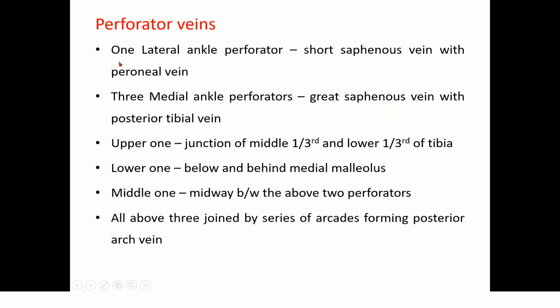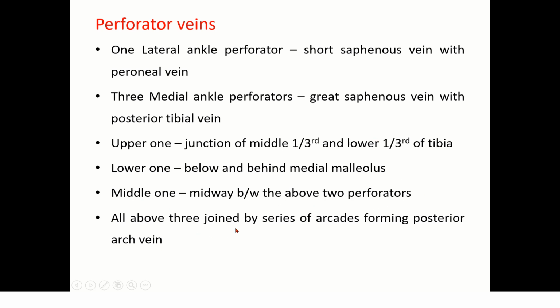Perforators: there is one lateral ankle perforator where the short saphenous vein is connected with the peroneal vein, and three medial ankle perforators which connect the great saphenous vein with the posterior tibial vein. The upper one lies at the junction of the middle one third and the lower one third of the tibia. The lower one is below and behind the medial malleolus, and the middle one is midway between the above two perforators.